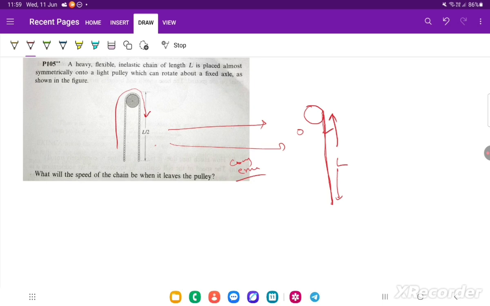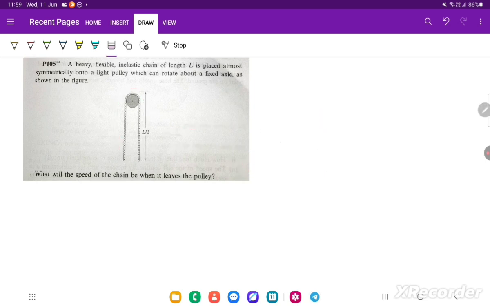But that's actually not correct, because we are not sure whether the rope gets detached only after all of the L by 2 part from the left gets pulled over to the right, or there is some portion still left in the left half when the chain gets detached. So we have to find out at what position and at what time the chain gets detached. We can't just see the figure and tell this abruptly. We have to mathematically calculate that, right?